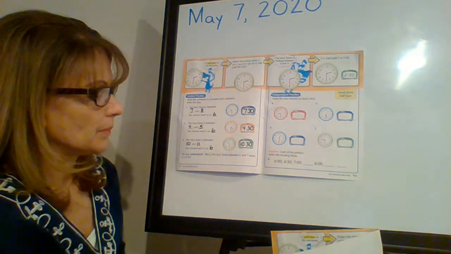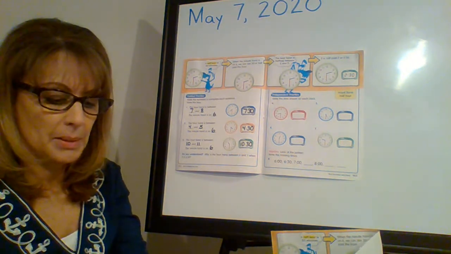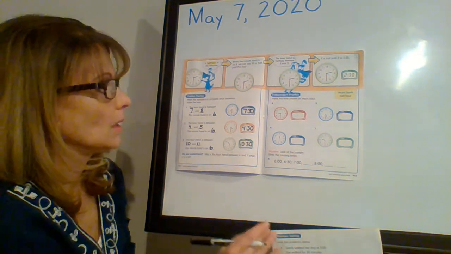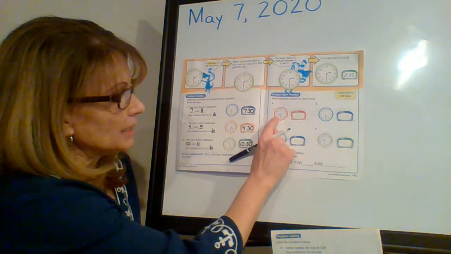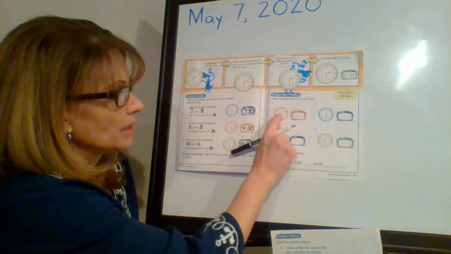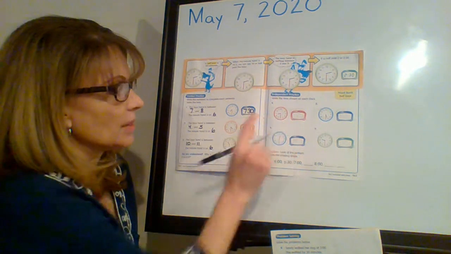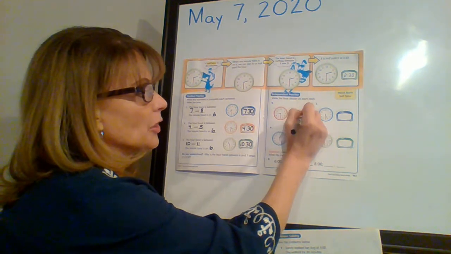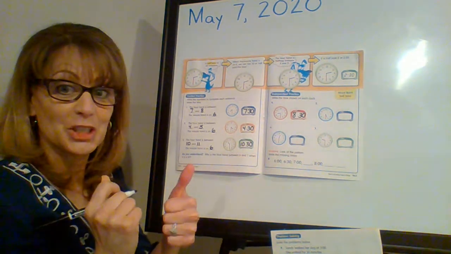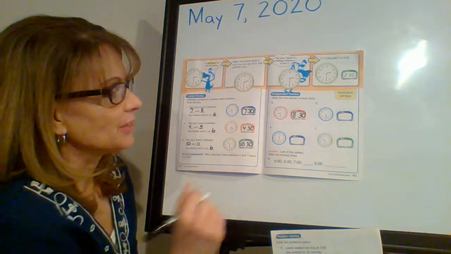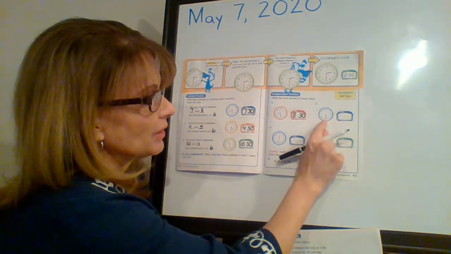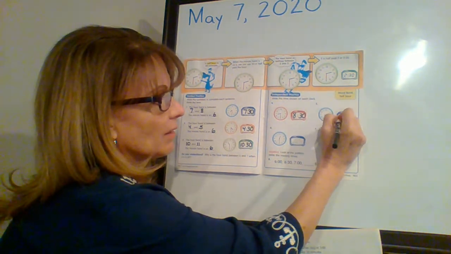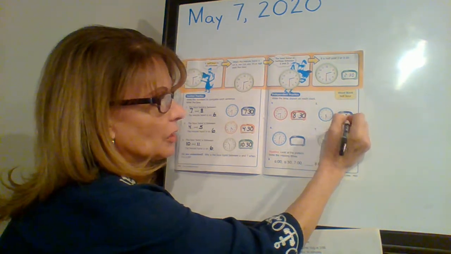All set? The hour hand is between the 8 and the 9. The minute hand is right on the 6. Therefore, the time is 8:30. Good job. How about number 5? The hour hand is between the 5 and the 6. And the minute hand is right on the 6. So it is 5:30.